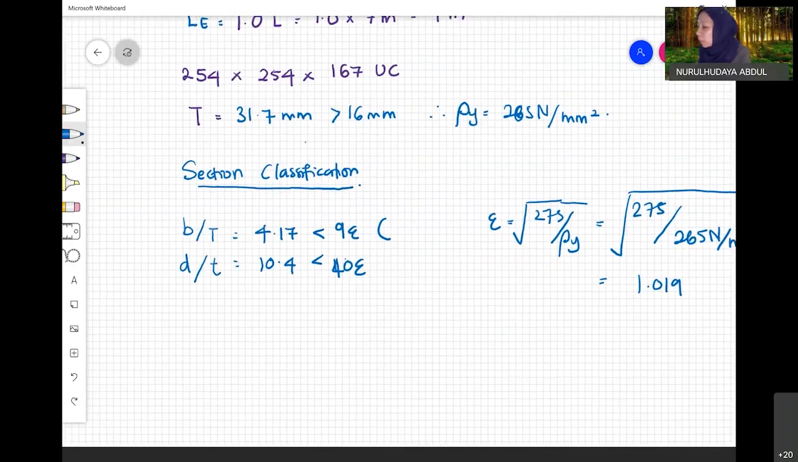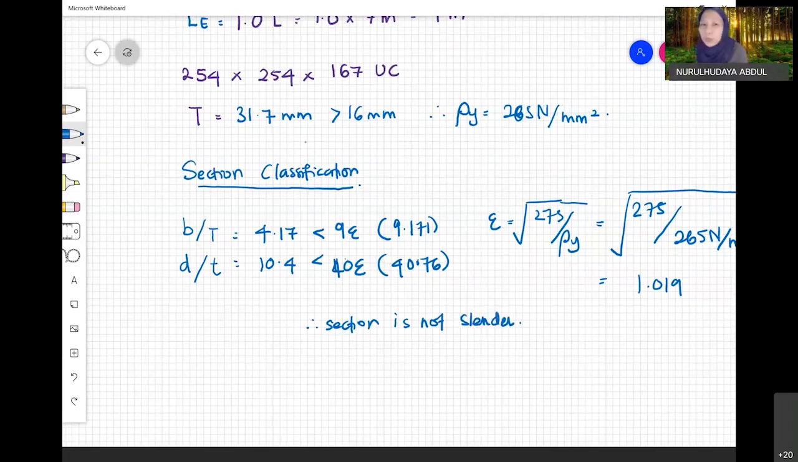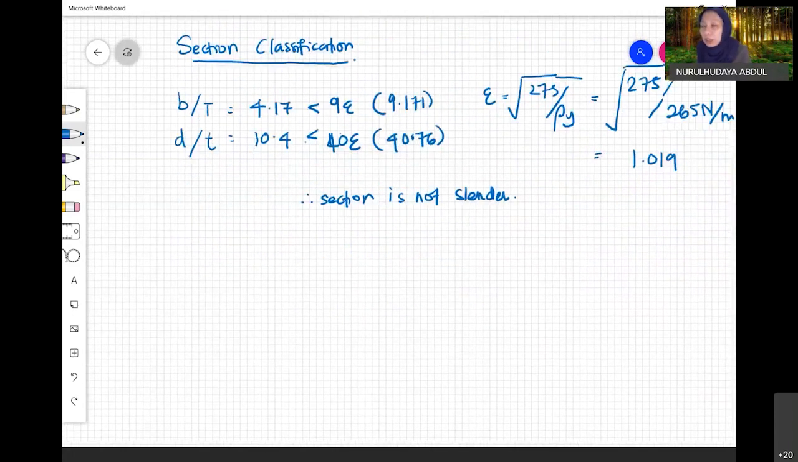So 9 times 1.019, it will be 9.171. And 40 constant is 40.76. Memang obviously lebih rendah. Section ni is not slender, tu je kita nak check. Kita check di plastik ke or semi-compact ke. So dia bukan slender. Kita nak cari PC.